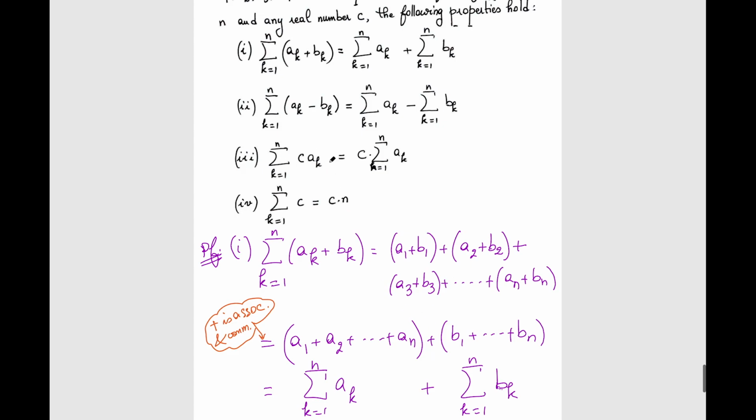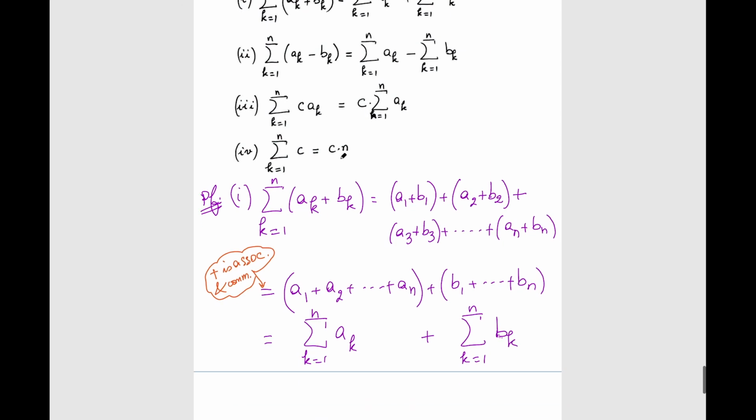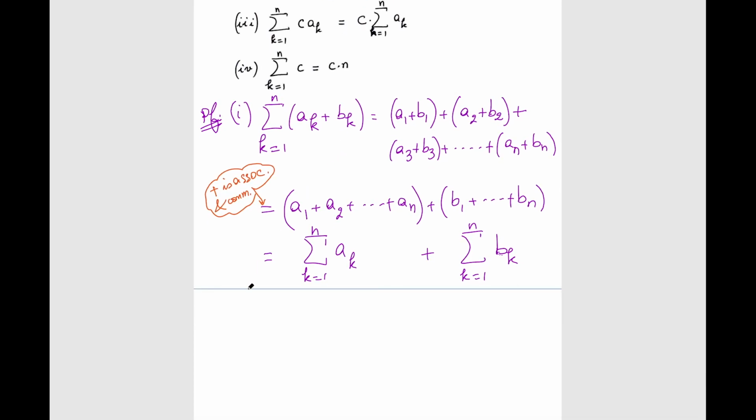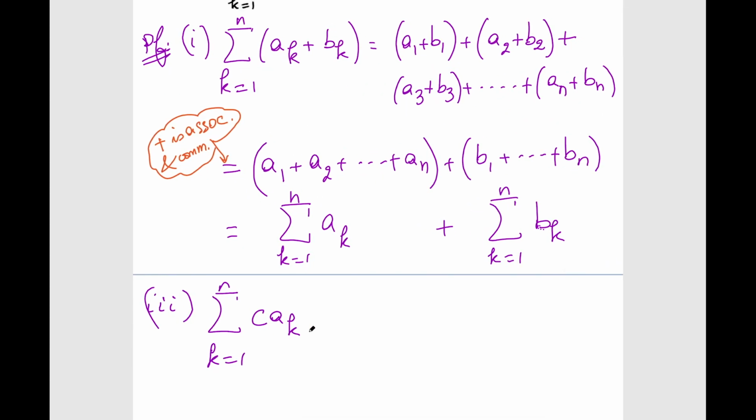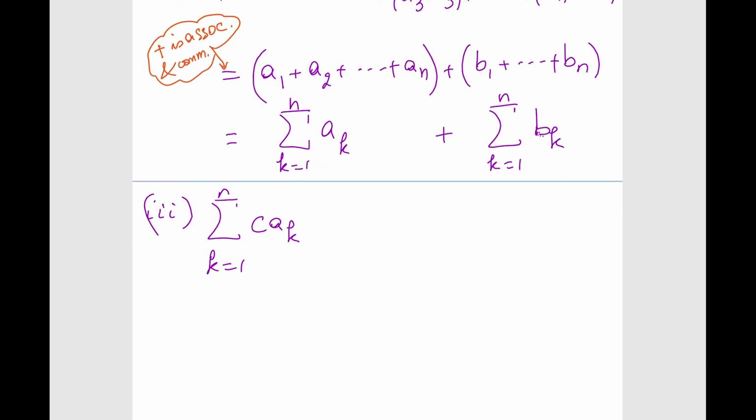How about 3? Can you prove 3? Alright, how about I'll do it. Let's do 3 together. So for part 3, I want to show that this summation is c times the sigma. How about we give this guy a name? How about we call it x sub k? How about that for a label?